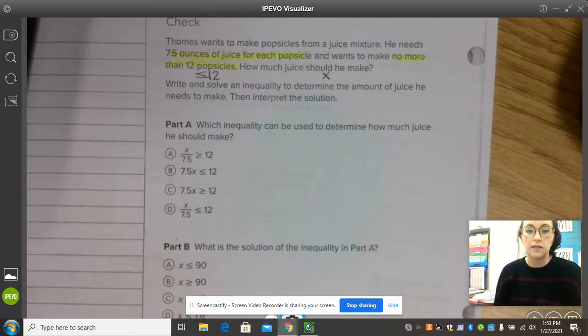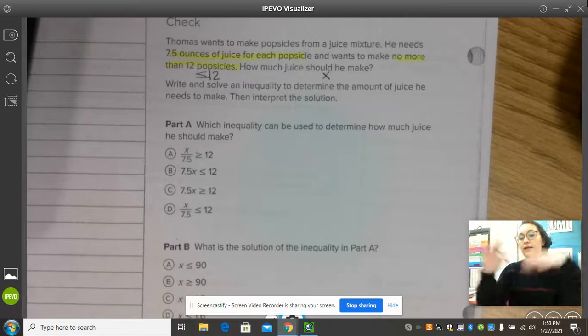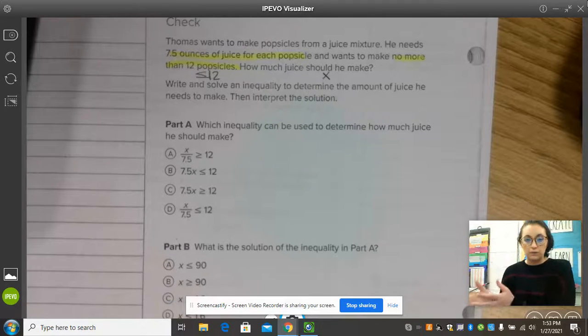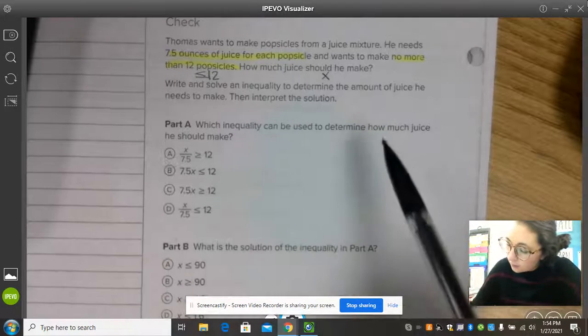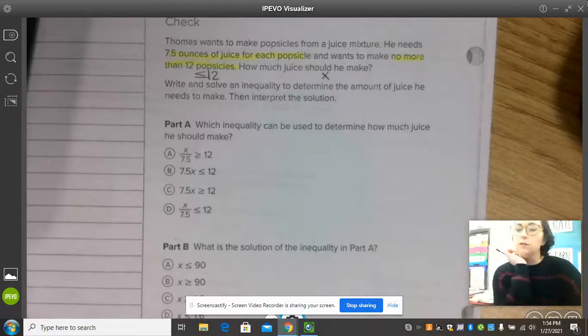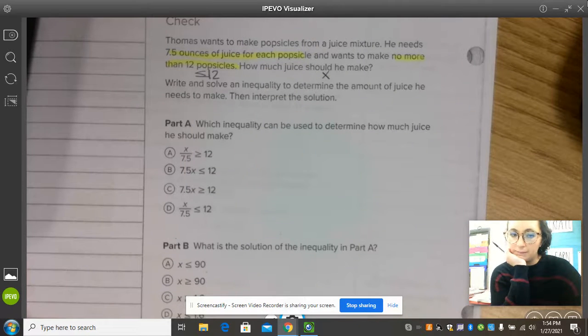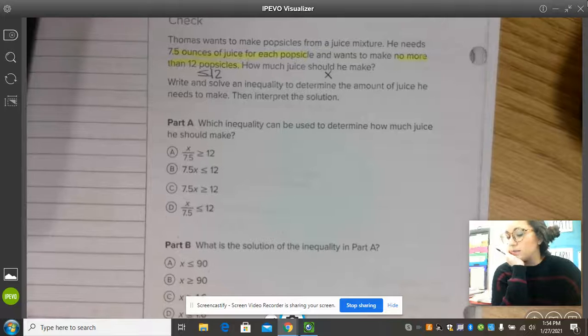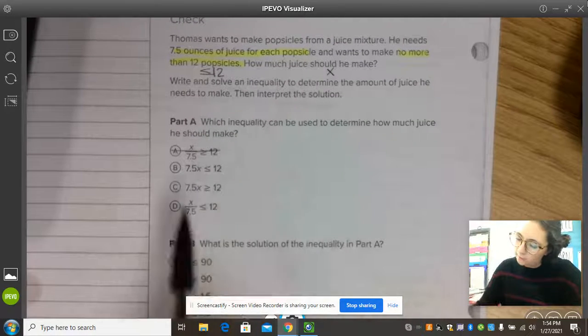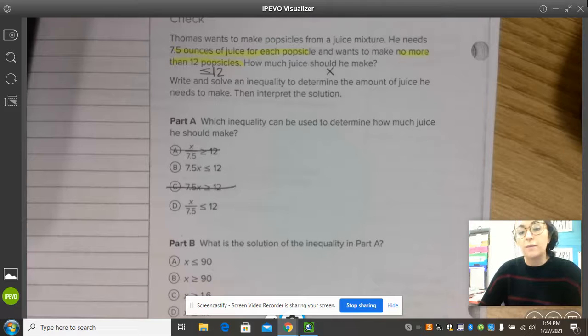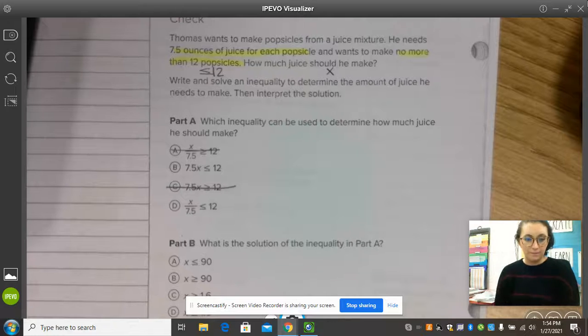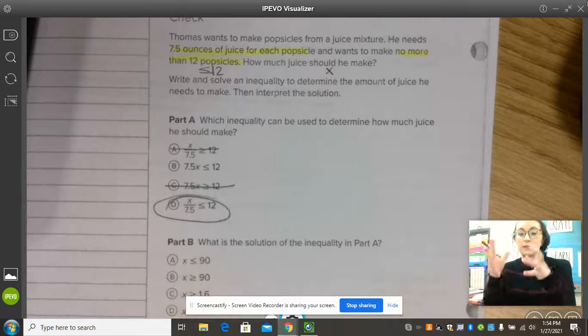So he's making two things. He has to make the juice first, so he's making a big batch of it, and then he's going to separate it into popsicles. So looking at this inequality, what are we going to do? Let's think about it. It needs to be less than or equal to 12, so let's eliminate the greater thans. Nope. And nope. So am I going to multiply the 7.5 by x, which is how many ounces of juice he makes, or am I going to divide how much juice he makes by the 7.5? Hopefully you said we are going to divide because I'm splitting it up.